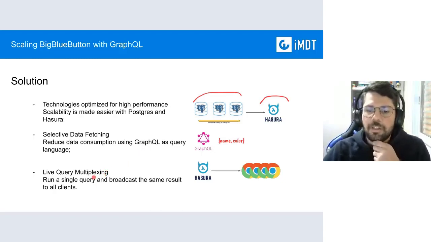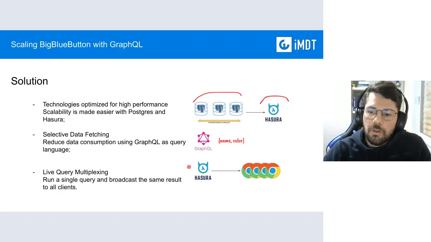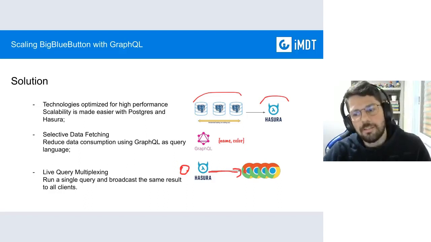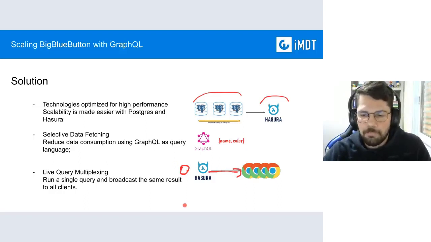And another interesting thing about Hasura is that it has a feature called live query multiplexing. With this, if all the clients are requesting the same data, Hasura will query the database one time and send exactly the same data to everybody. It will broadcast. So it will reduce the CPU usage a lot by querying the database only one time and broadcasting the same thing to everybody.